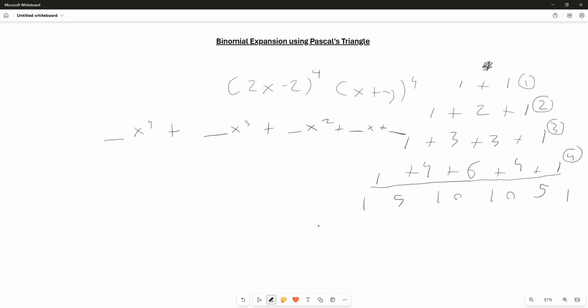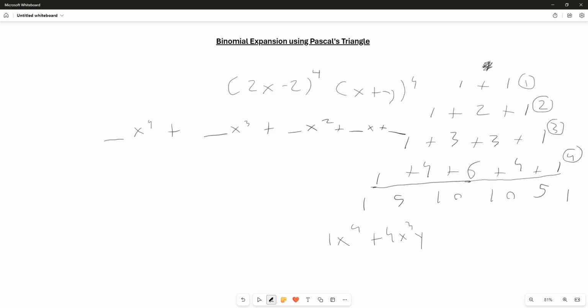So we have x plus y to the 4th. So we know that we start with x to the 4th and go down, and we start with y to the 0 and go up. So x to the 4th times 1, because this is what this is, so that's just 1x to the 4th. Then we have 4. So it's going to be 4x to the 3rd, and then we got to go down by 1 in the degree of x and up by 1 in the degree of y. So this is going to be 4x to the 3rd y.